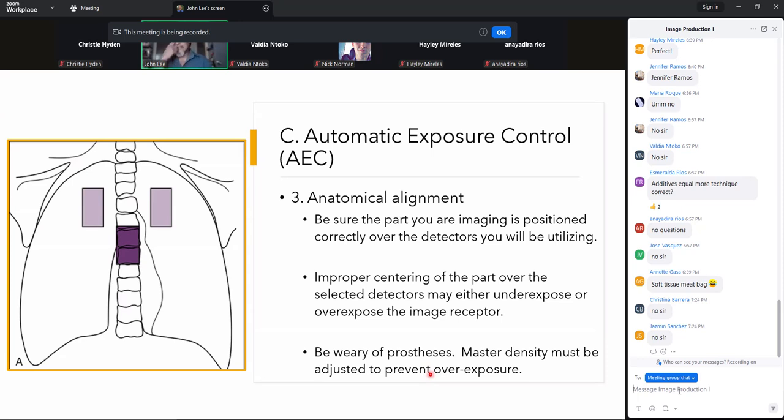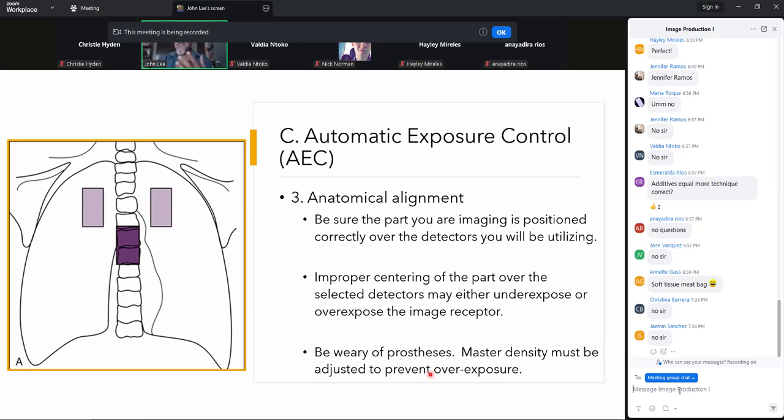In that case, we're looking at the pelvis, but we're going to be doing that hip because it's a pelvis and a hip examination. So it's a good thing we did the pelvis first. So now when I go, I can make either a manual technique for that hip with the prosthesis, or I can adjust the master density down so that it doesn't require as much radiation to make the exposure with the prosthesis, because the prosthesis is going to absorb the radiation and the machine is just going to keep running and running and running.